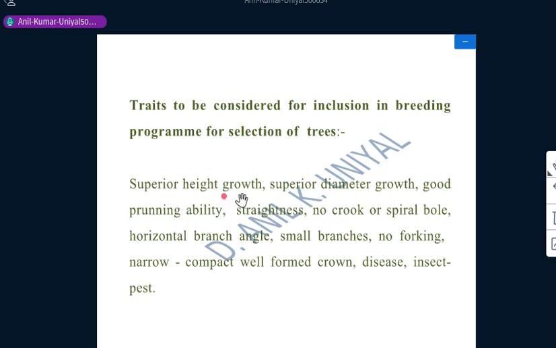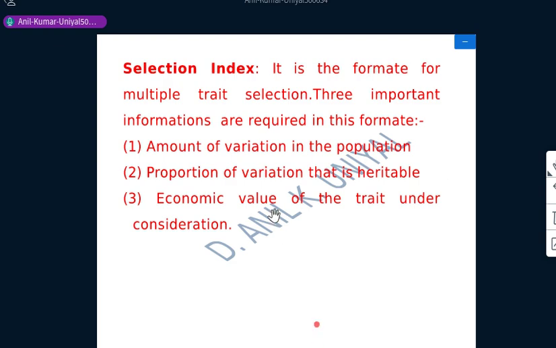So these are superior height growth, superior diameter growth, good pruning ability, then straightness of bole, no crook or spiral bole, horizontal branch angle, small branches, no forking, narrow and compact well formed crown, disease, insect, pest, or adverse environmental resistances. These are some characters to be considered during selection of trees.